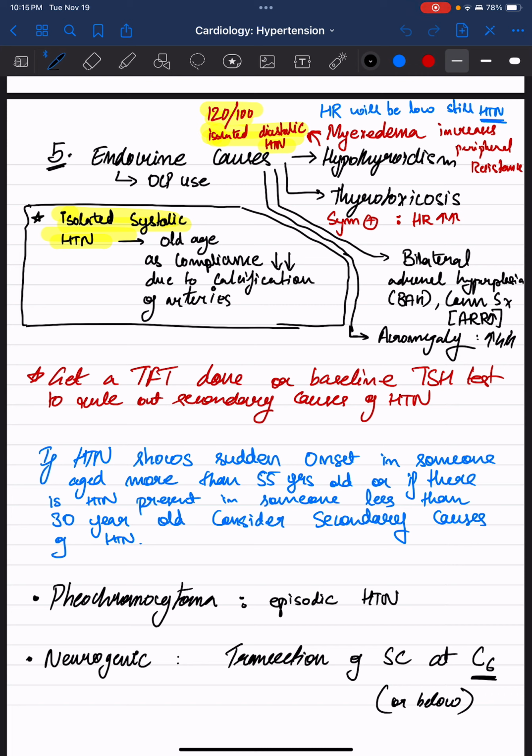In hypothyroidism, there is isolated diastolic hypertension because myxedema will increase the peripheral resistance of the vessels, and there will be an increase in diastolic blood pressure, but the systolic will remain normal, and there will be a low heart rate in hypothyroidism, but there will still be hypertension.